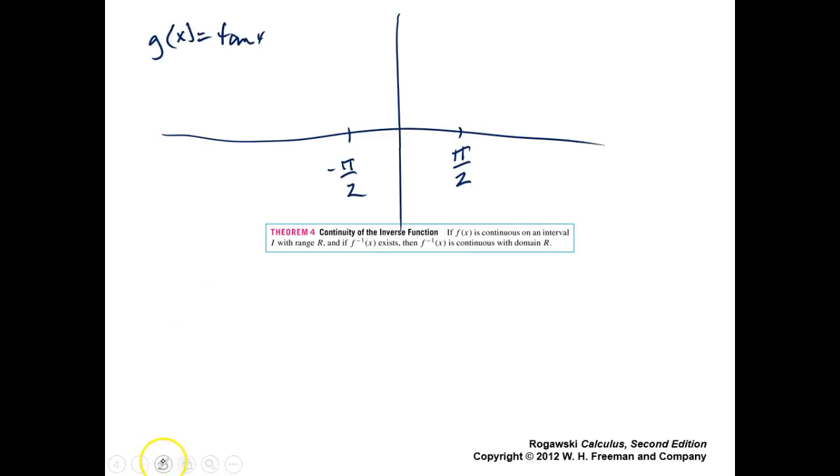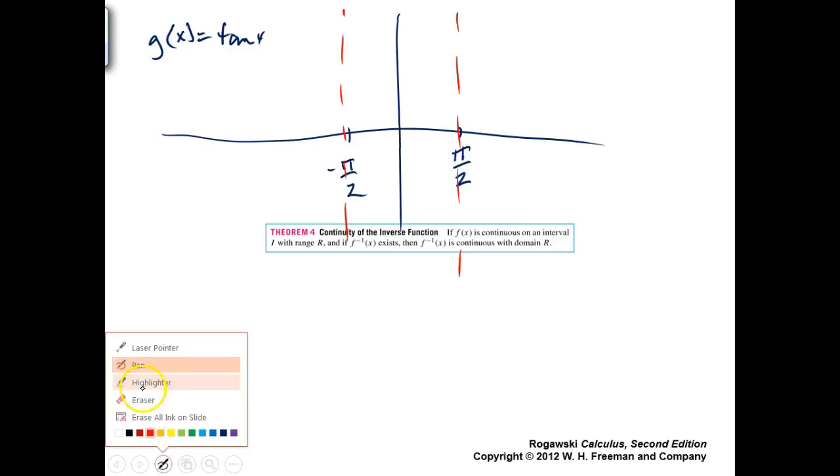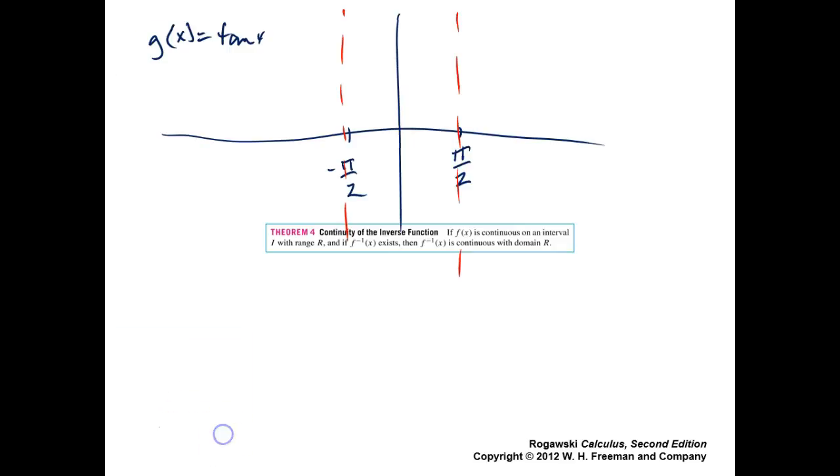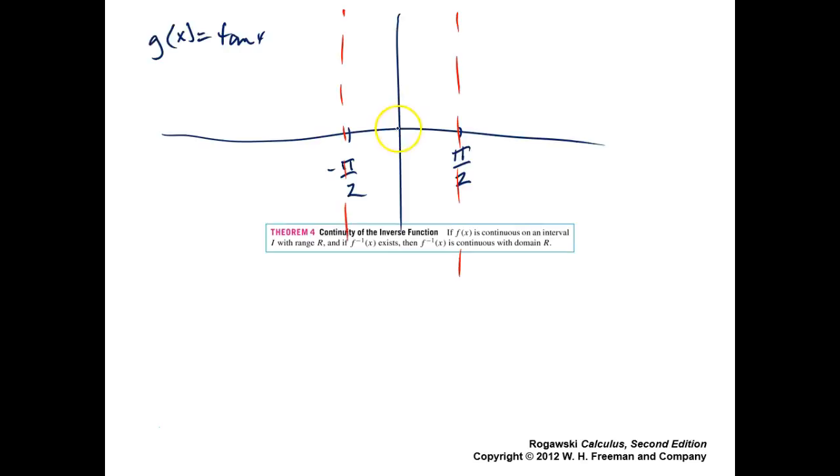Those are vertical asymptotes, which I sort of like to write in red, just so you know you can't ever touch them or cross them. Okay. Now, what else do you know? At zero, it's zero. Now, here's another data point. At pi fourths, tangent is 1. Okay, and negative pi fourths is minus 1. So with those three data points, you get the general idea that's what tangent looks like.